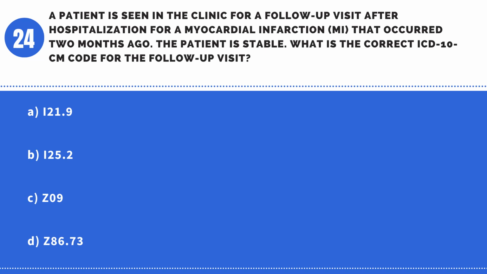Question 24. A patient is seen in the clinic for a follow-up visit after hospitalization for a myocardial infarction, MI, that occurred 2 months ago. The patient is stable. What is the correct ICD-10-CM code for the follow-up visit? A. I21.9. B. I25.2. C. Z09. D. Z86.73.